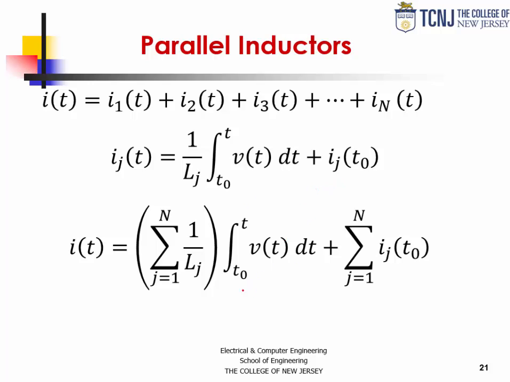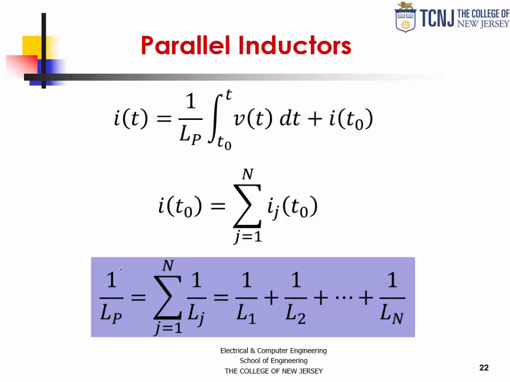And then if we factor out the integral of the voltage, and also separate the initial current through the inductors, we have the expression that 1 over the equivalent inductance is equal to the sum of the reciprocals of the individual inductances. So inductors combine just like resistors. For series, they simply add, and for parallel, the combination is the reciprocal of the sum of the reciprocals.